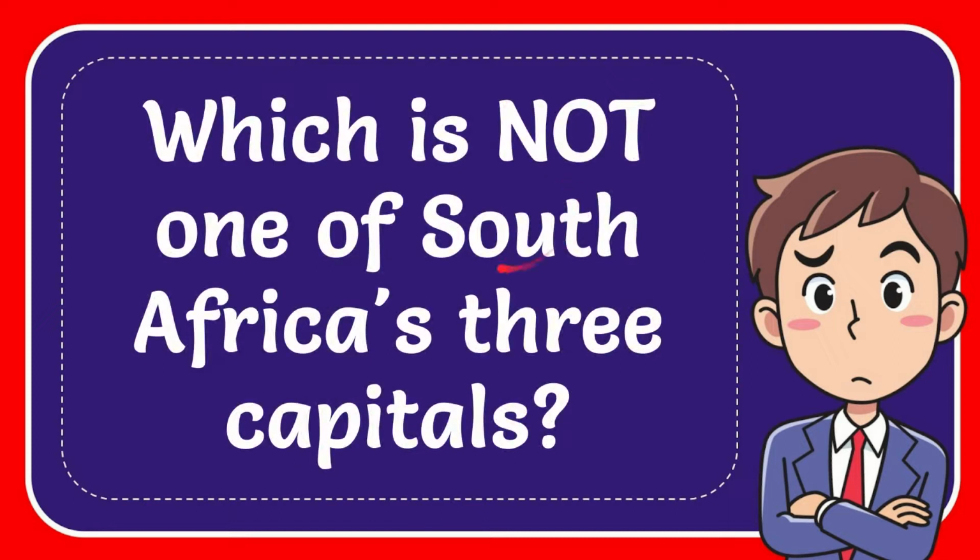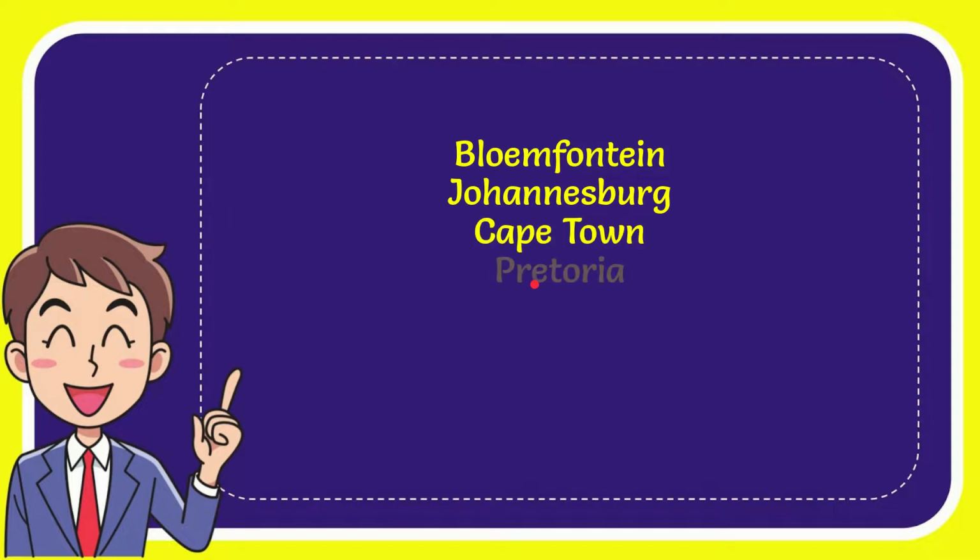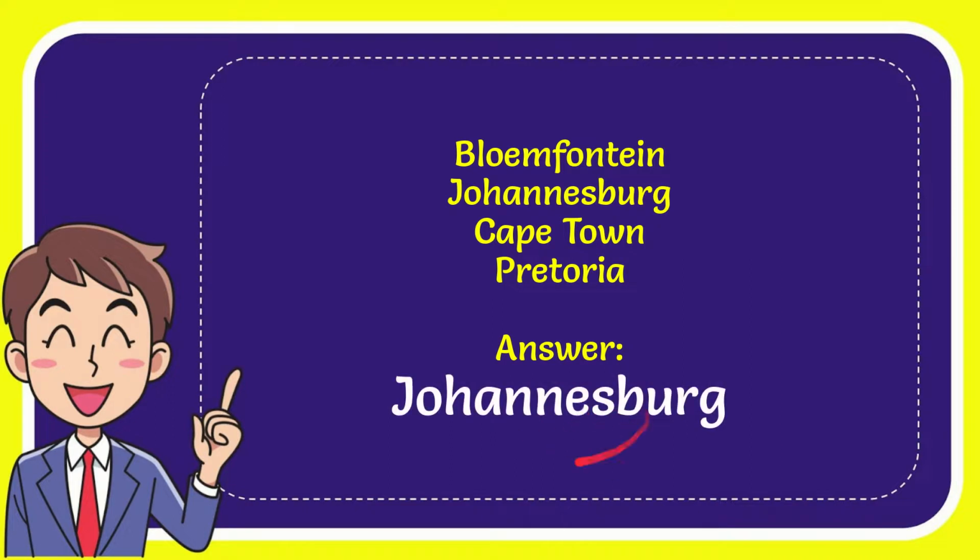In this video, I'm going to give you the answer to this question. The question is, which is not one of South Africa's three capitals? I'll give you a list of the options: Bloemfontein, Johannesburg, Cape Town, and the last option is Pretoria. The correct answer to the question is Johannesburg. That's the answer to the question.